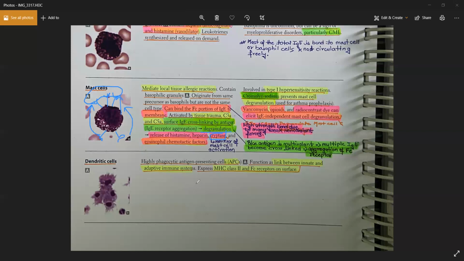They are mostly involved in the type 1 hypersensitivity reaction. And cromolyn sodium, which is used in the treatment of asthma, prevents the mast cell degranulation. Vancomycin, opioids, and sometimes radiocontrast dye can cause IgE-independent mast cell degranulation. And yeah, that would be it.